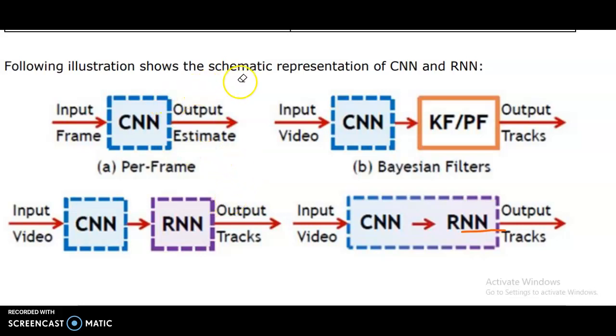The following illustration shows a schematic representation of CNN and RNN. Input frame, CNN per frame, CNN output estimate, output coming.